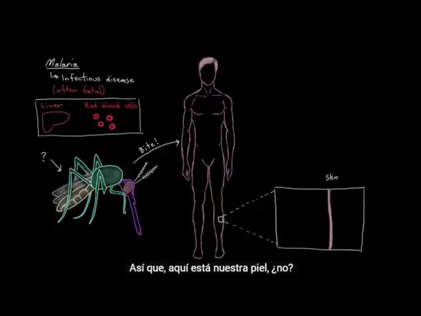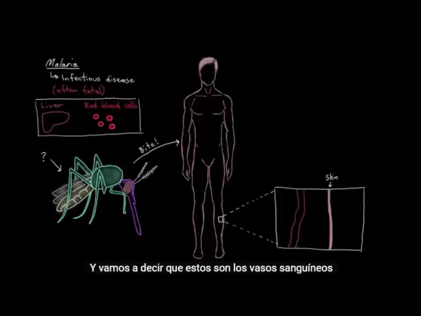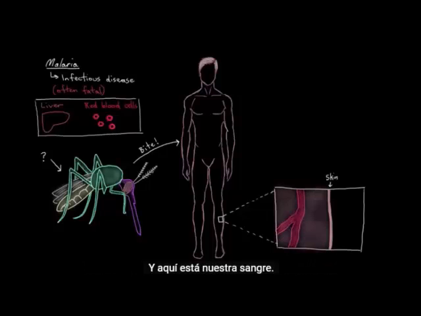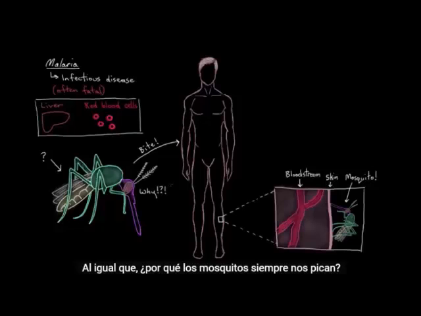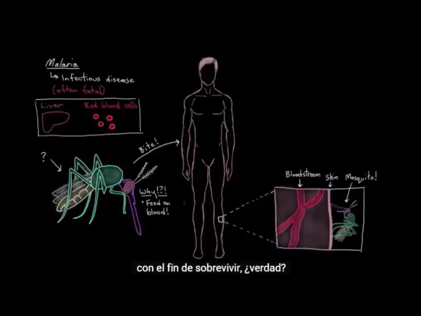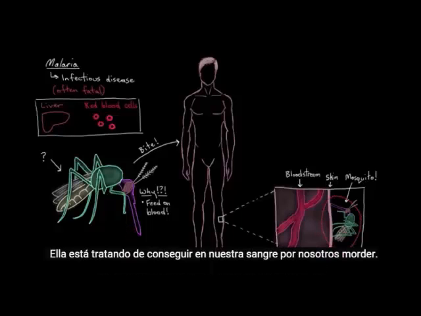So here's our skin, right? And we'll say that these are blood vessels under the skin. And here's our blood. And out here is our friendly, well, not so friendly in this case, mosquito. And what is she doing here? Why are mosquitoes always biting us? Well, it's because they need to feed on blood in order to survive, right? They're like little flying vampires, which incidentally is my personal worst nightmare. So that's what she's doing around here. She's trying to get at our blood by biting us.